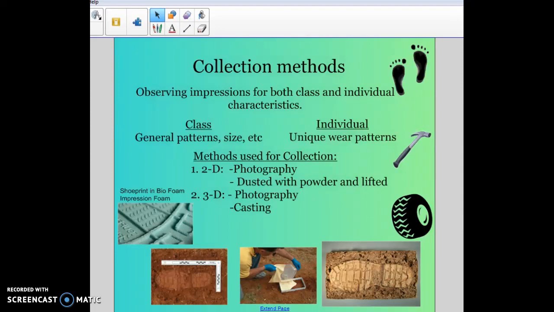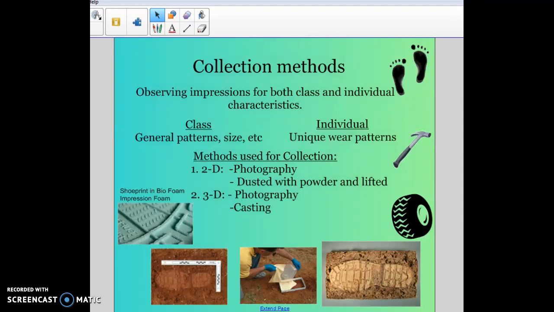Or when you talk about tool marks, think, is it a hammer or is it a screwdriver? Is it a 1/4 inch or a 1/2 inch? So on and so forth. Those are all class characteristics you're going to want to try to observe. And then the individual characteristics will be unique wear patterns from whatever the object was that is put into the impression evidence. There are two types of methods for collecting impression evidence.